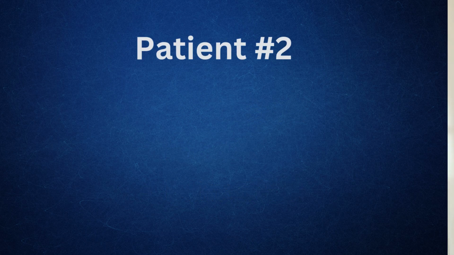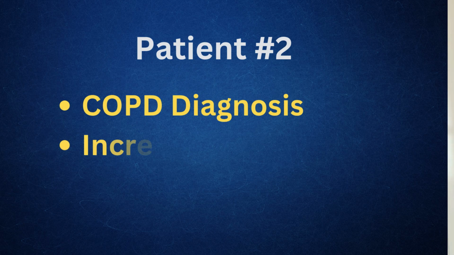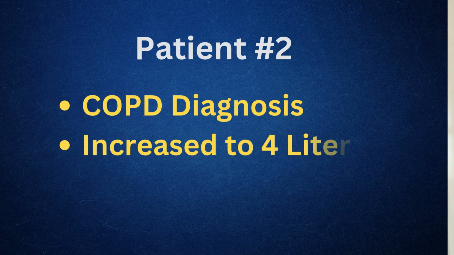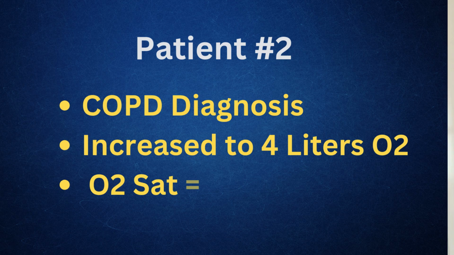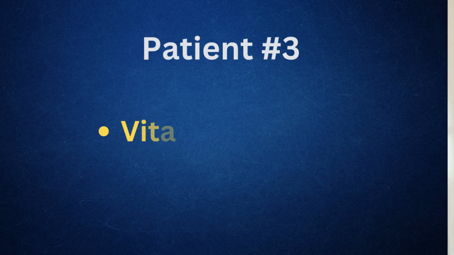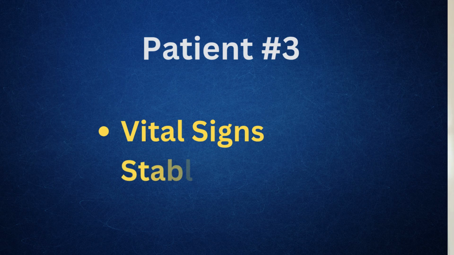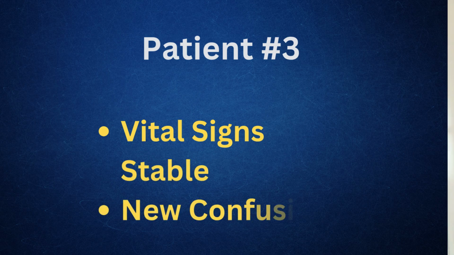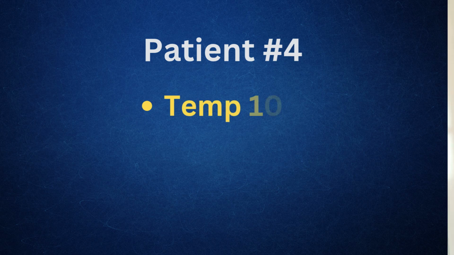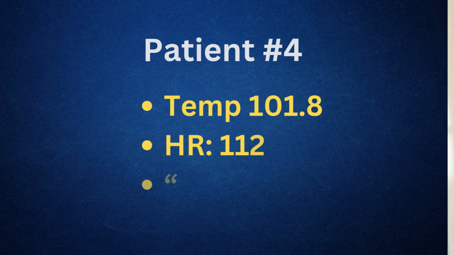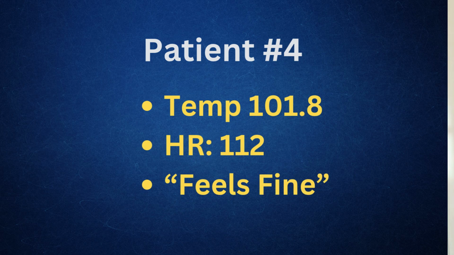Your second patient has COPD and is having an exacerbation, on 2 liters of nasal cannula this morning, but is now already up to 4 liters just to keep the SATs above 90. Patient 3 has new confusion after lunch, but vital signs are currently stable. And patient 4 is febrile at 101.8 Fahrenheit with a heart rate of 112, but they say they feel fine. You can only see one patient first, but which one will you prioritize?